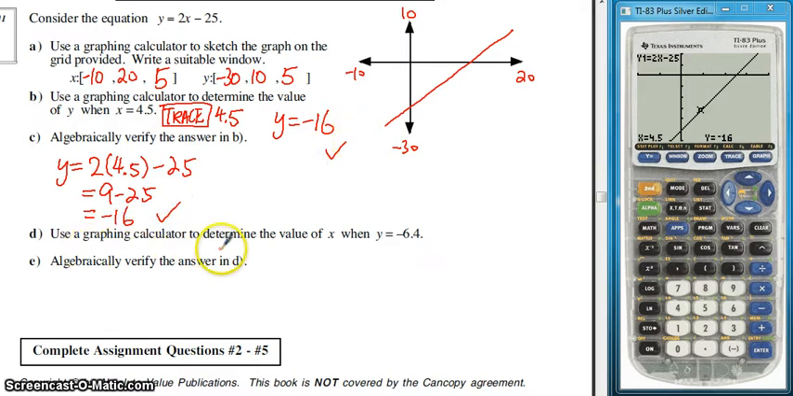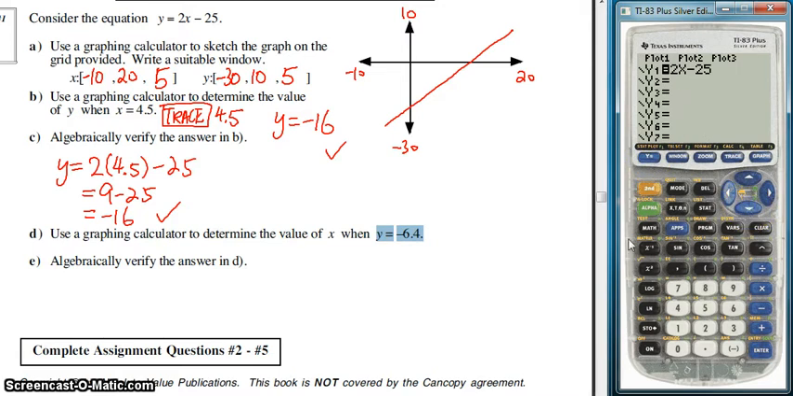Now use a graphing calculator to determine the value of x when y is negative 6.4. Remember we said there's no direct way, you need to do it indirectly. How do you do it? Y equals negative 6.4. You type this whole thing in your equation window. So go to Y equals, go to the second one, negative, not minus, negative 6.4. Now you have two equations. Then you graph, and you see something like that. This is the second equation. The answer is right there.